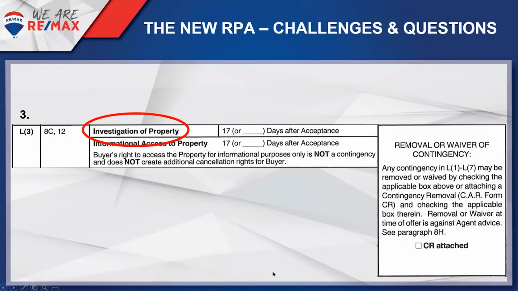Now, you might not want to remove all of the investigation of property, but you might be willing to say, I don't care about the physical inspection. So you would attach the CR and just remove that portion of the investigation contingency that is associated with the physical inspection. Now, a question has come up, and it was an interesting nuance, and I want to make sure everyone understands.